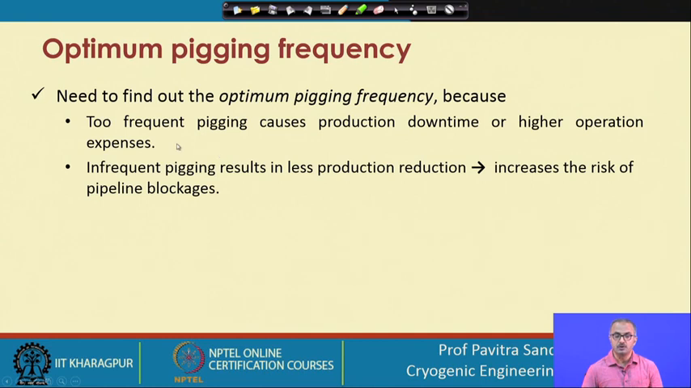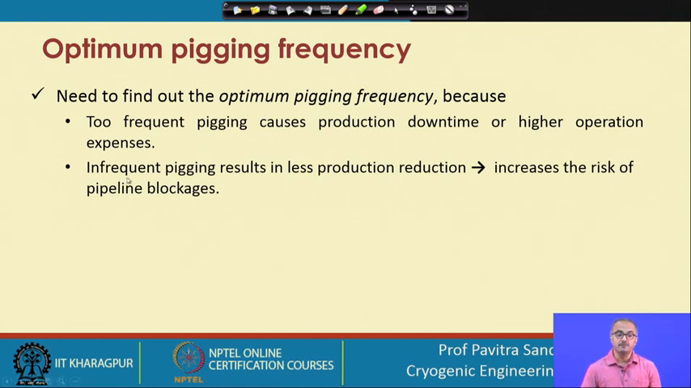So how to decide the optimum pigging? If you do too much pigging, what will happen? It will definitely increase our costs, because pigging means we have to shut down the plant for some time, and that will delay our production. So we cannot have too many piggings, because if we shut down the production, it is going to raise our expenses of operation. So we have to figure out what is the optimum frequency of the pigging.